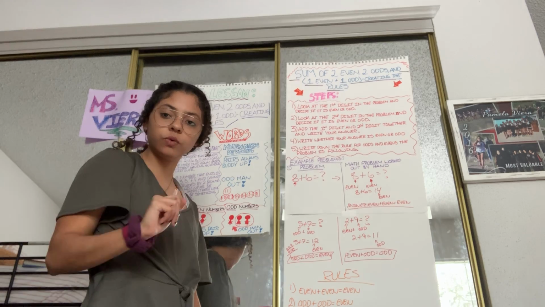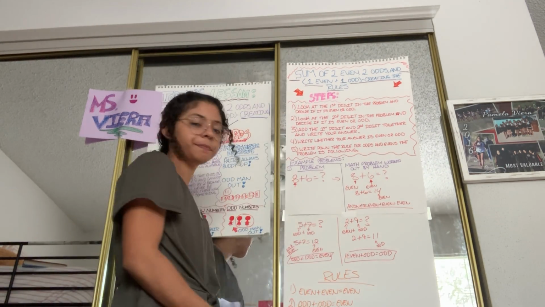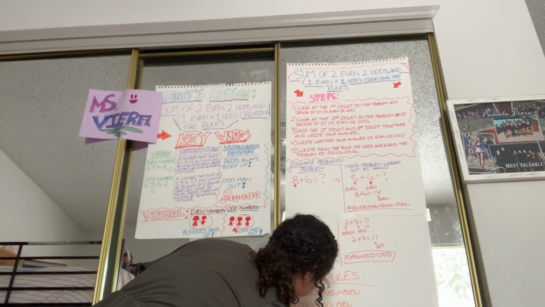What's our third rule? What's the third rule we came up with? What was the last one we did? When we added an even number plus a what? What did we add?